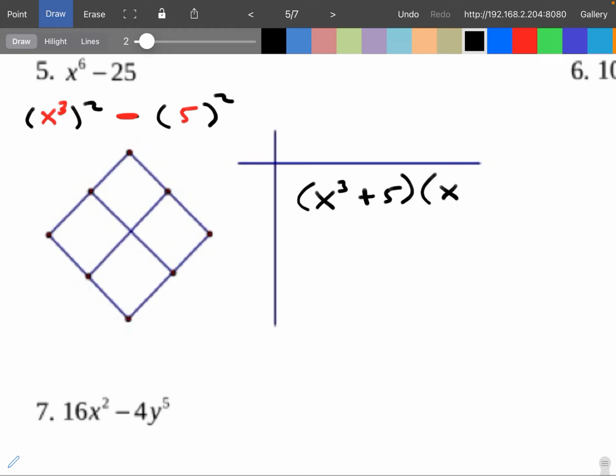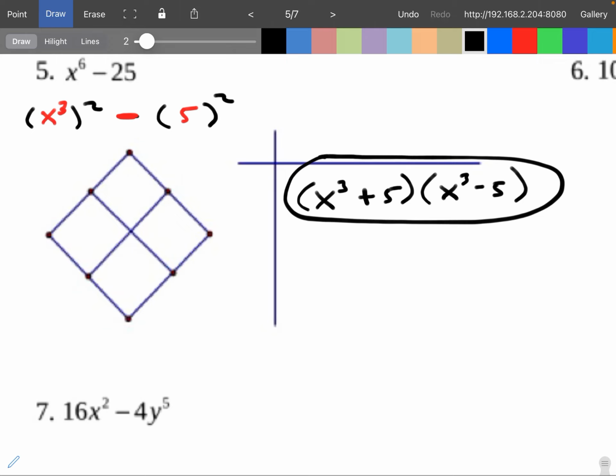So then you know right away your answer is just x cubed plus 5 times x cubed minus 5. So once you see that pattern, those are pretty quick. That's your answer on that one.